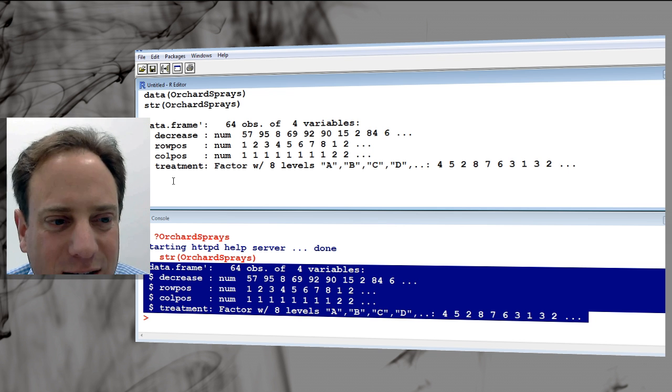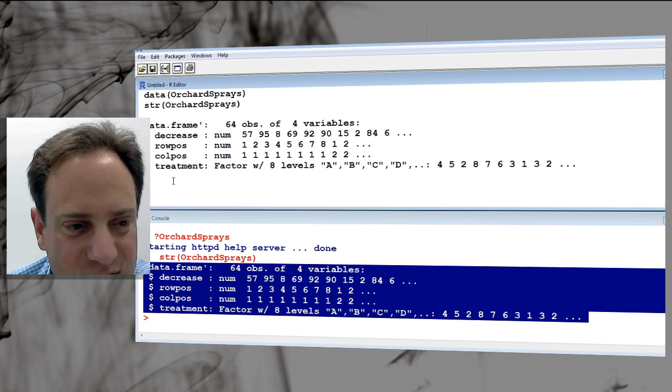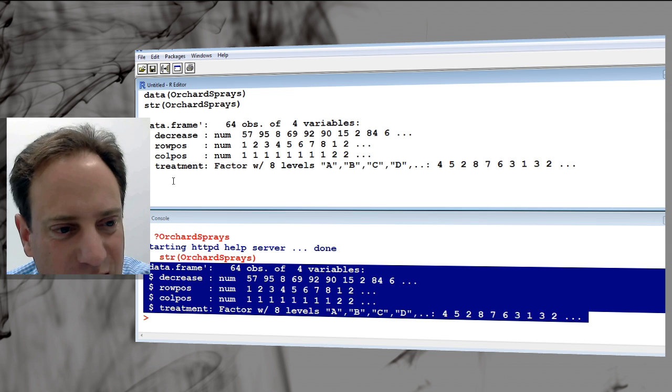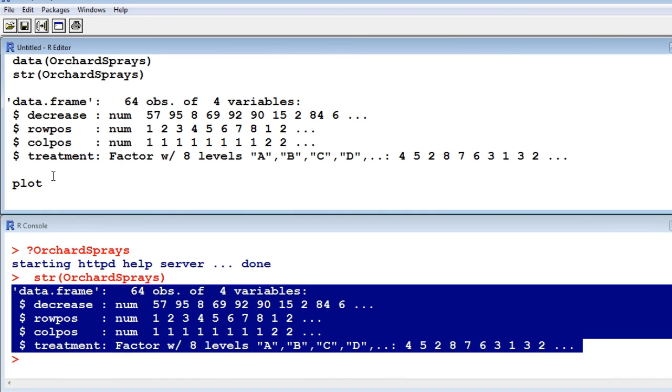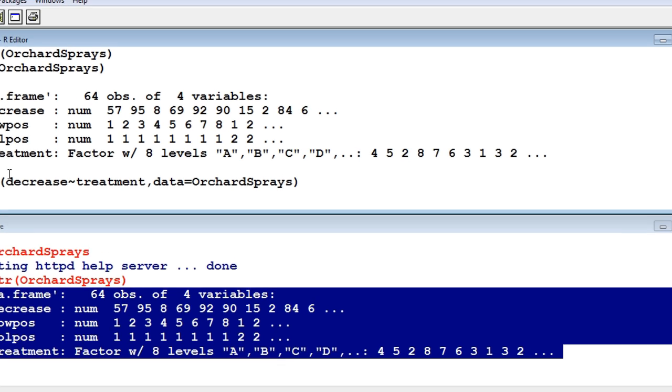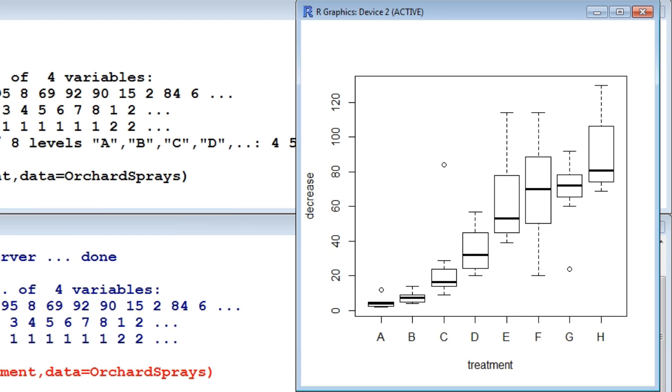So if we produce a plot, and that's what we always should do at the beginning, we produce a plot of the decrease as a function of the treatment, and the data equals OrchardSprays. And if we do that, we can clearly see what's happening here. So we know that H is the control. So H is basically where nothing has been added.